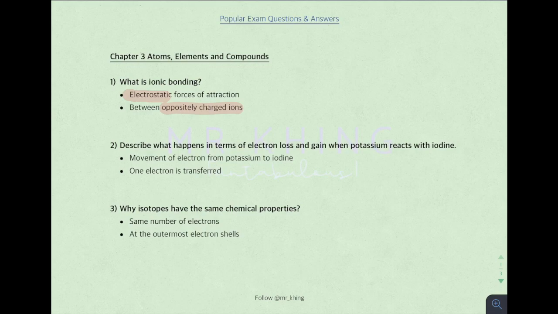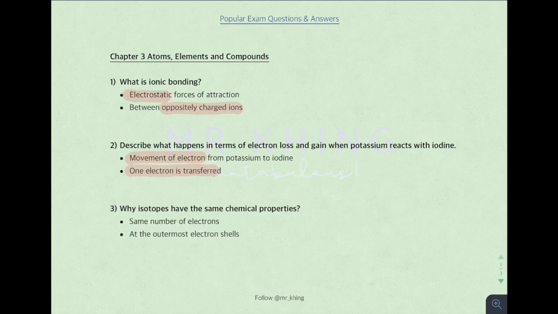And then describe what happens in terms of the electron loss and gains when potassium reacts with iodine, like how an ionic compound is produced. Remember, you have to talk about the movements of electrons because they ask you to answer in terms of electron loss and gains. So we know that potassium loses electrons, iodine gains electrons. So talk about the movements of electrons, and then how many electrons are lost by potassium or gained by iodine. One electron is transferred.